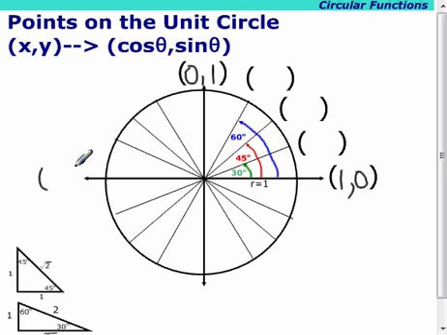Now, similar points can be found all over here. So if I do the cos of 180, you'll find it's negative 1. And the sine of 180 is 0. Down here, you're probably already filling in the cosine of this. Since x is 0, cos is 0. And since y is negative 1 there, sine of 270 degrees will be negative 1.